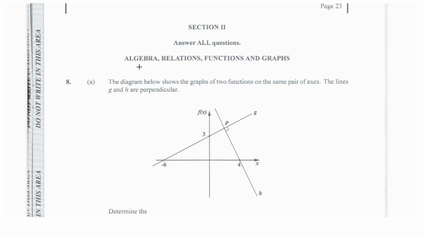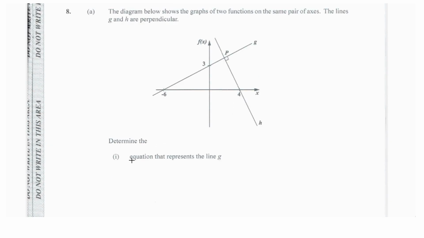Section 2. Answer all the questions in this section. So, the diagram below shows the graph of two functions on the same pair of axes. The lines G and H are perpendicular. So we have line G and line H, and they are perpendicular. That means they form a right angle as shown here.